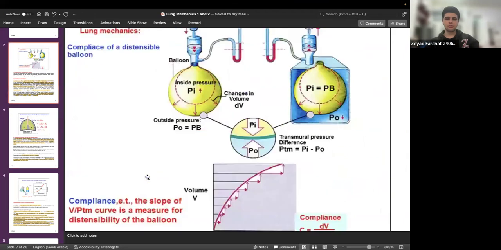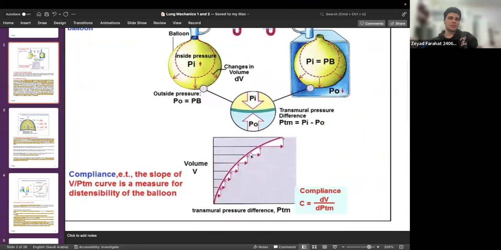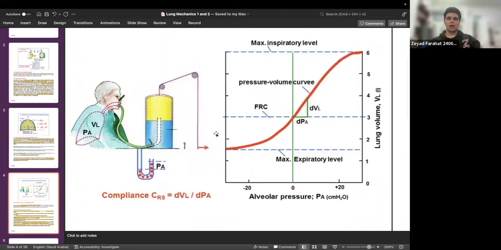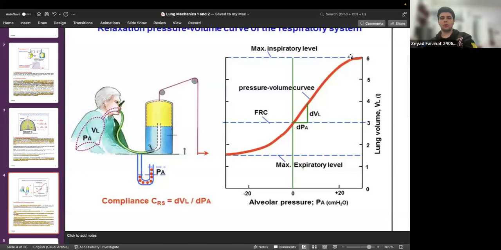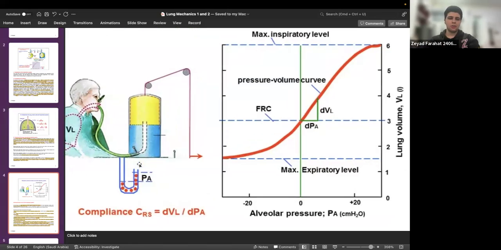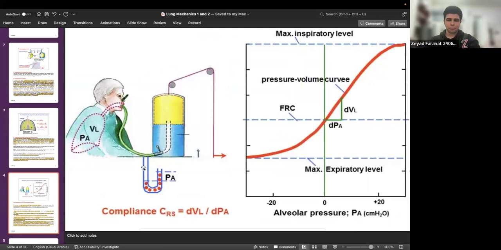So this is basically the same thing we did here, but this is the balloon. We're going to get it to the point of human physiology, which is the lungs. So we do the exact same thing in the spirometer, but add over here this part, which is a barometer. It gives you the pressure relative to the atmospheric pressure. This is why we say it's zero, because we're always measuring relative to the atmospheric pressure.